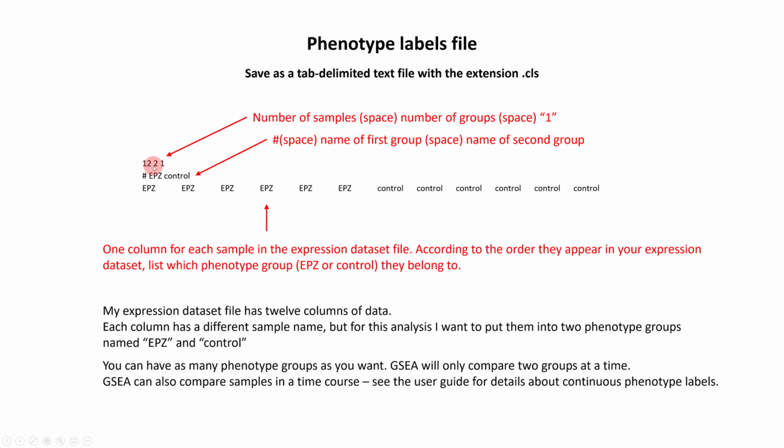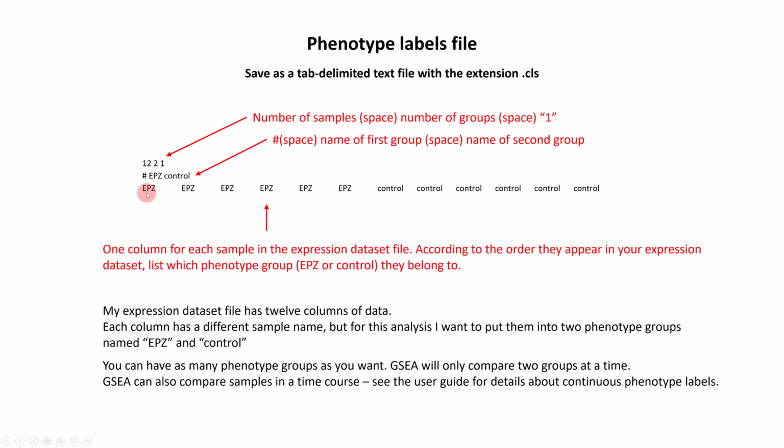Then there's a space, and then there's the number of groups. My 12 samples I put into 2 groups. Then you have a space, and then you have the number 1. Number 1 will be the same whatever file you are preparing. In the second row, you need a hashtag, then a space, then the name of the first group, then a space, then the name of the second group.